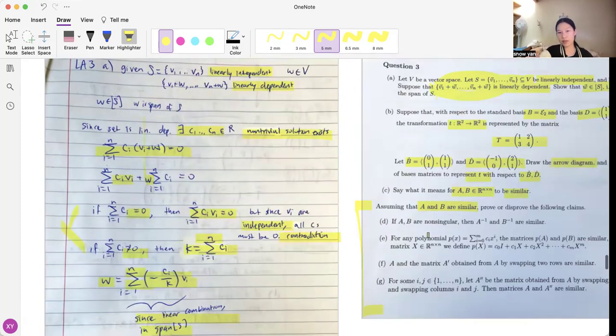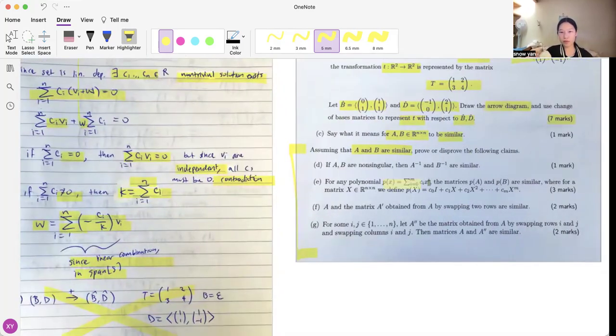Part E asked us, for any polynomial of this form, whether the matrices PA and PB are similar, where for a matrix X in R n times n we define PX equal to this thing. So basically, it's coefficient times first the I, then the x squared, and so on and so forth.